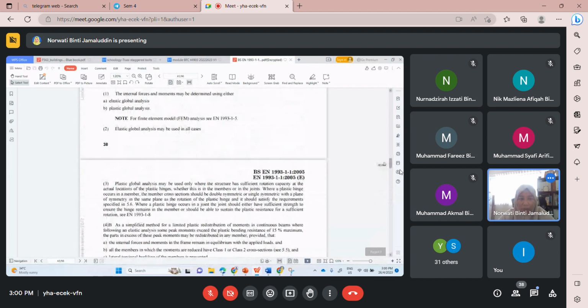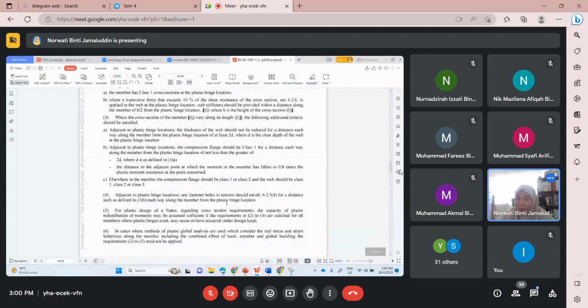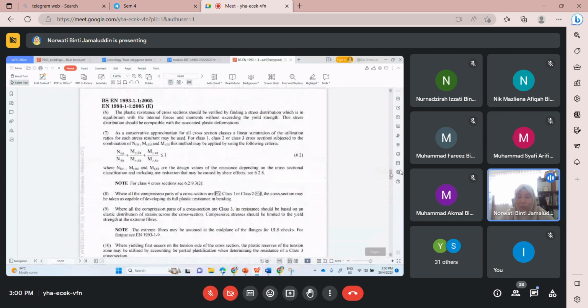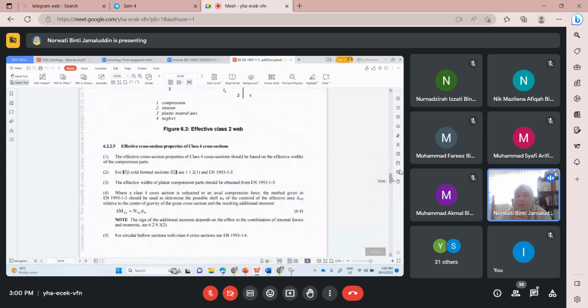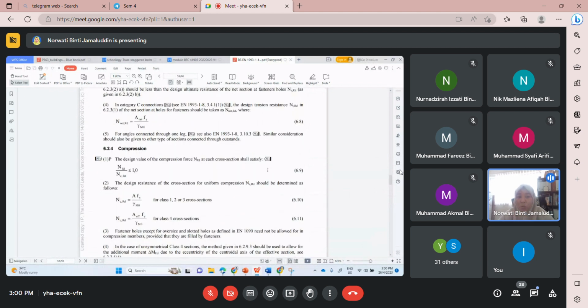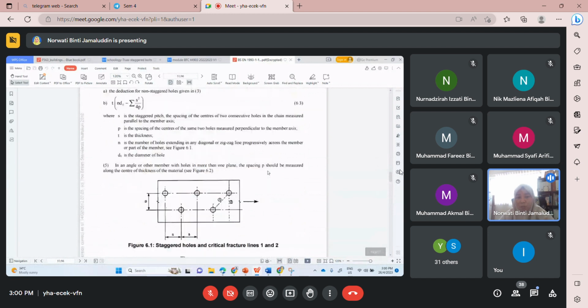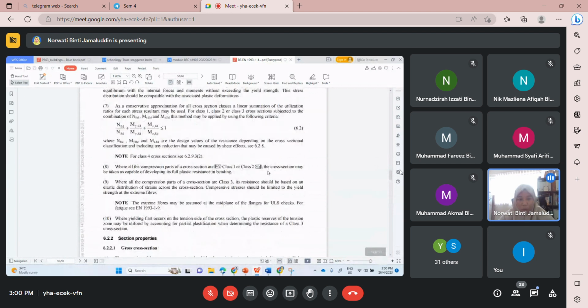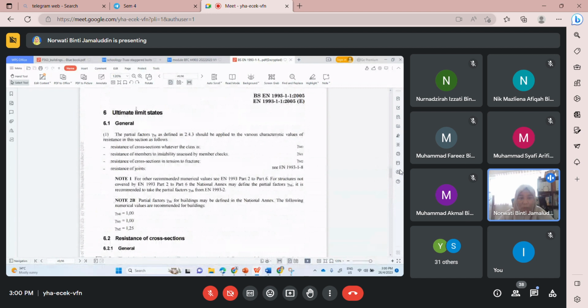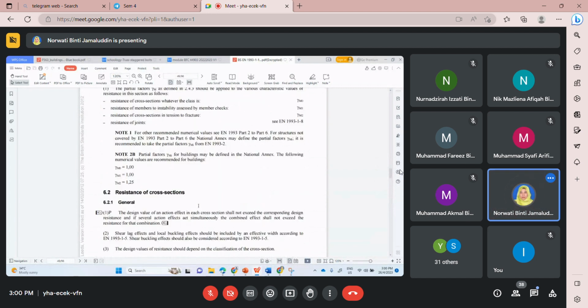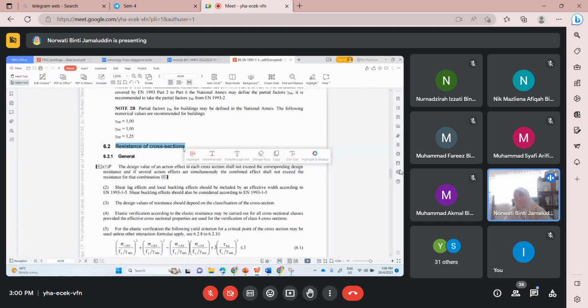6.2 first. I don't like that we remember the exact formula because there's a lot of formula. So I want to teach you how to use this Eurocode. For 6.2, this one is for ultimate limit state, resistance of cross section. There are two types of resistance that you need to assess. First, the cross section. Second is the buckling. 6.2, 6.3.